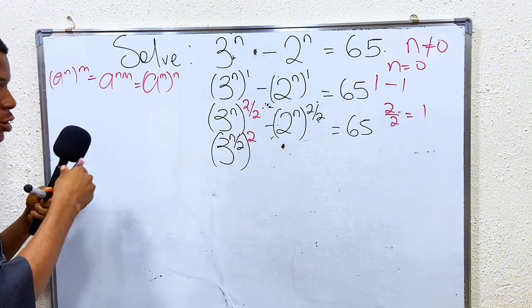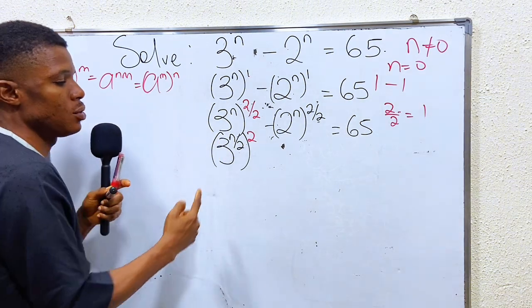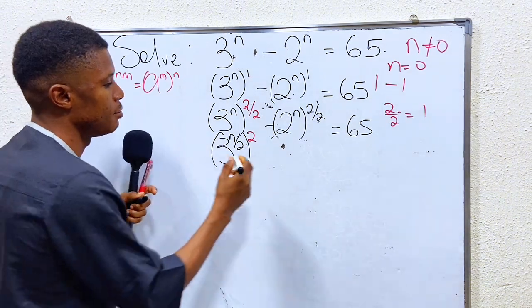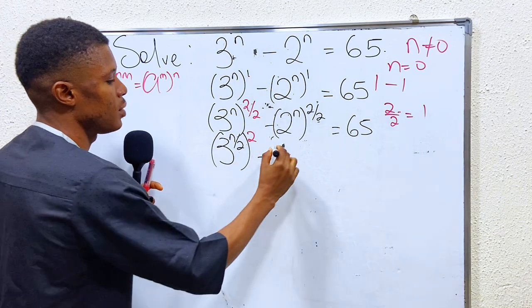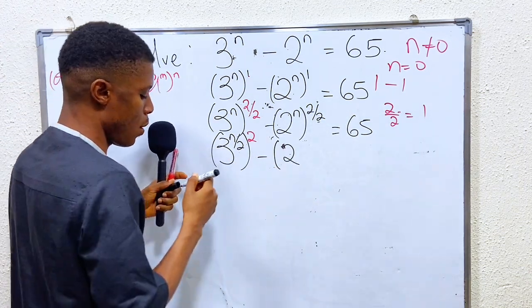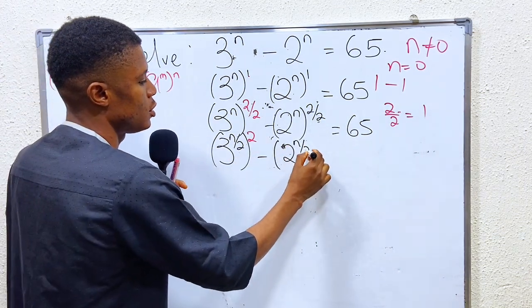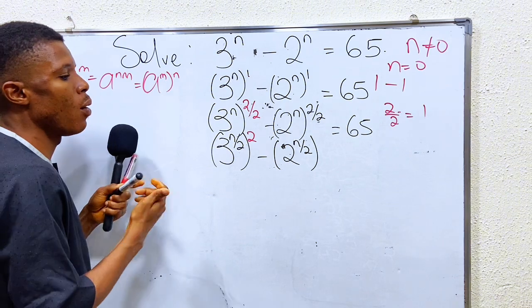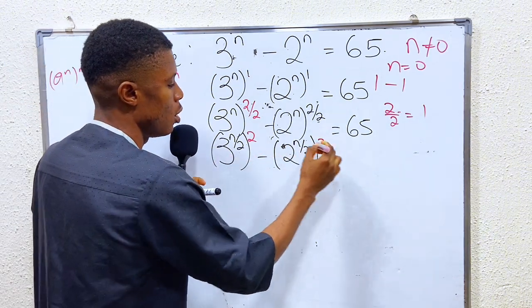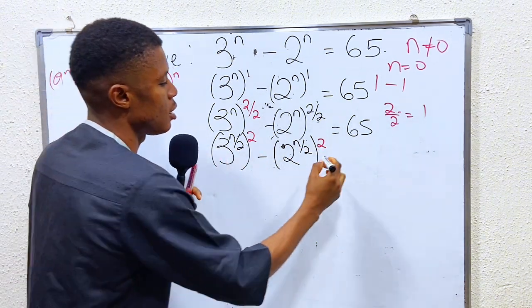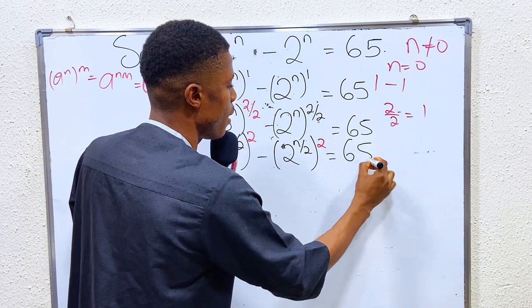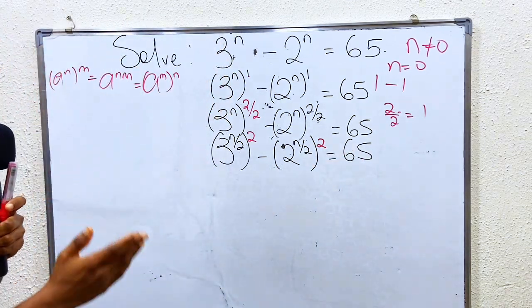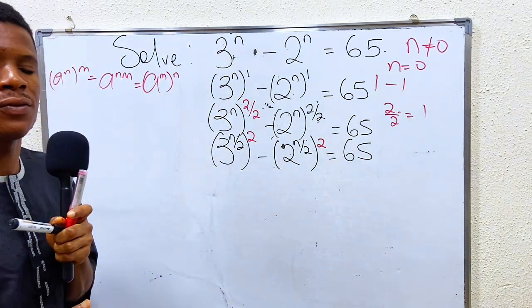Since multiplication is commutative, because if you multiply, the 2 still gets the value. Then minus, I'll just do the same thing in the second one. 2 to the power of n over 2 raised to power what? 2. Okay? And that will be equal to 65. Okay? This now looks exactly as difference of two squares.